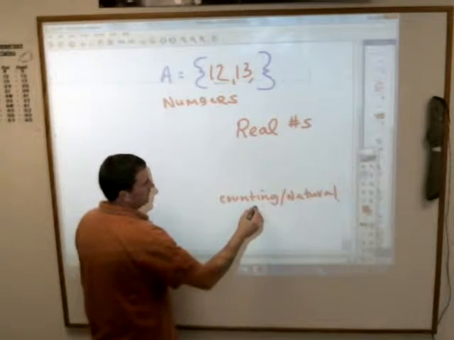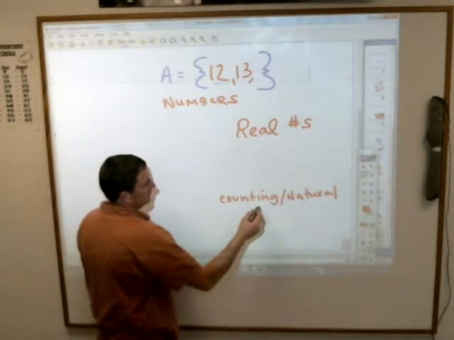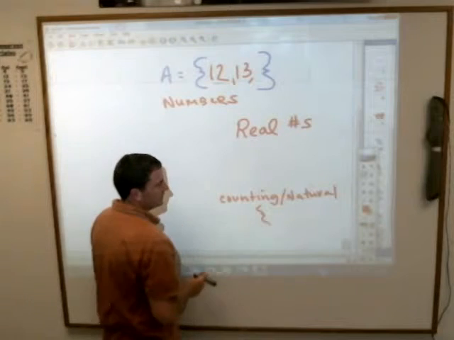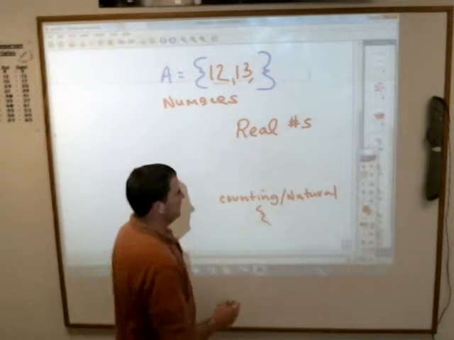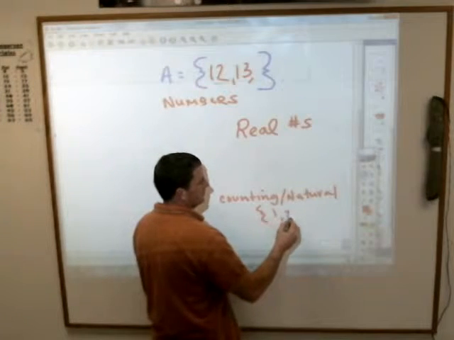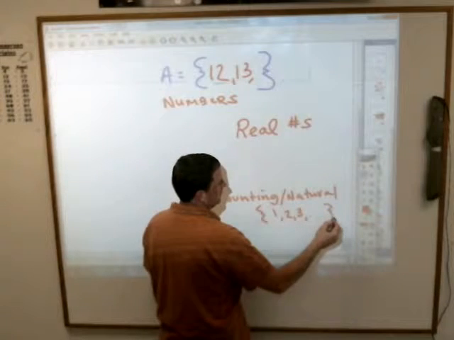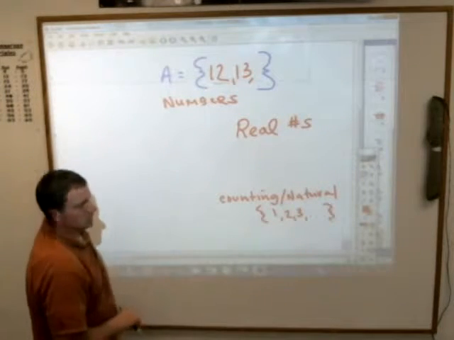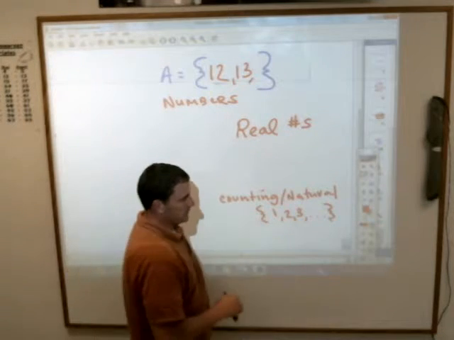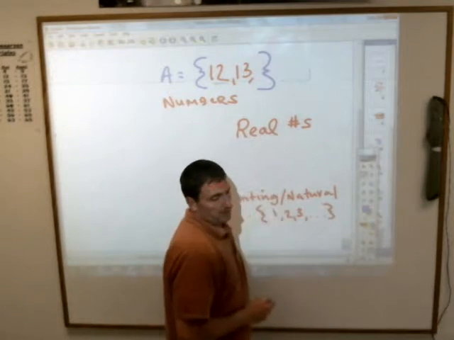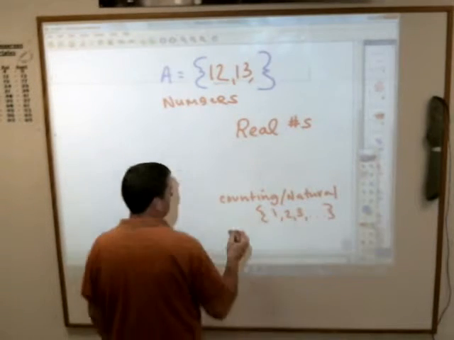Okay, and I'll put set notation in here. The counting and the natural numbers are, when your parents taught you to count, they did the old 1, 2, 3, and so on, and so on. They didn't start you at 0, because if they started you at 0, then they would have given you the whole numbers.